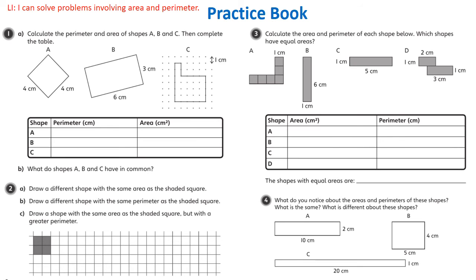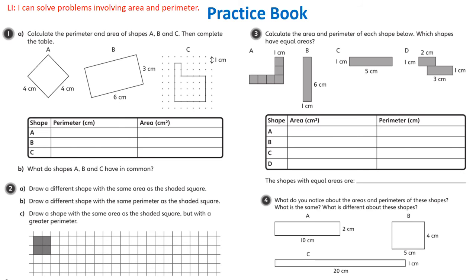So question 1, that's just like we've been doing. So in A, to find the area, you're going to times the 4 by the 4. And remember, it's a square, so your other sides are also going to be 4 when you're finding the perimeter. B is a straightforward rectangle. So again, you can times them together, the 6 and the 3, to get the area. But when you're finding the perimeter, you've got 2 lots of 6 and 2 lots of 3.